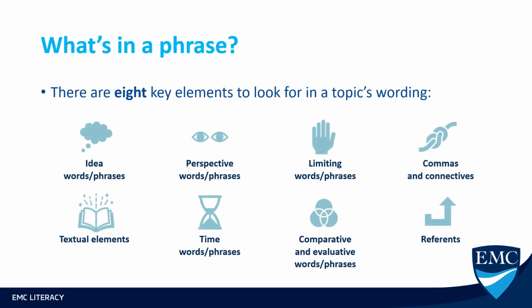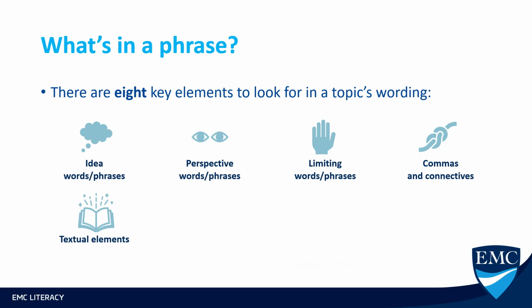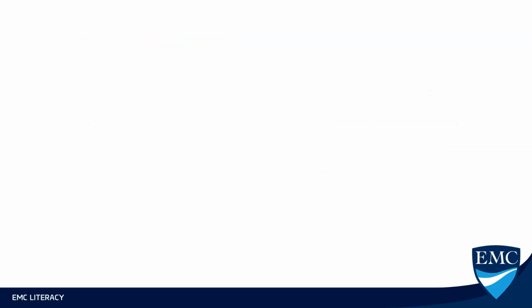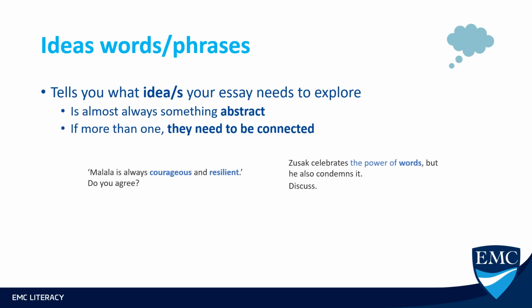A lot, actually. There are 8 key elements that we can look for in a topic's wording. Today though, we're only going to be focusing on 5 of the most important ones. If you miss these ones, you can run into some major problems. So let's look at each in a little more detail. The most important element to look at is the idea words and the idea phrases. These indicate the ideas that your essay needs to explore.